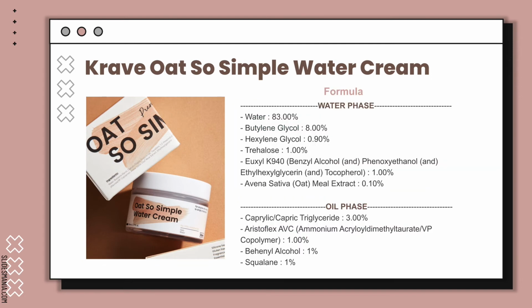Here we have the reverse engineered formula of the Krave Oh So Simple Water Cream. This product is mainly preserved with a high percentage of glycols, butylene glycol and 1,2-hexanediol. The main preservative here is 1,2-hexanediol, but we will be replacing this with hexylene glycol and a broad-spectrum preservative, Euxyl K940. Trehalose and oatmeal extract are also label appeal ingredients, and oat extract, the hero ingredient, will be added minimally at 0.1%.